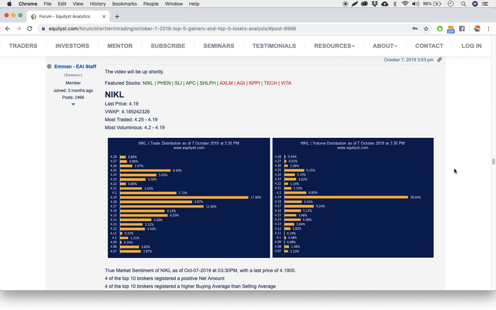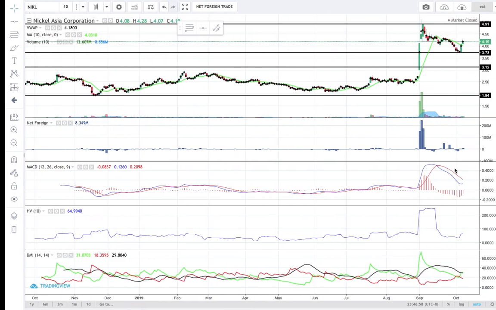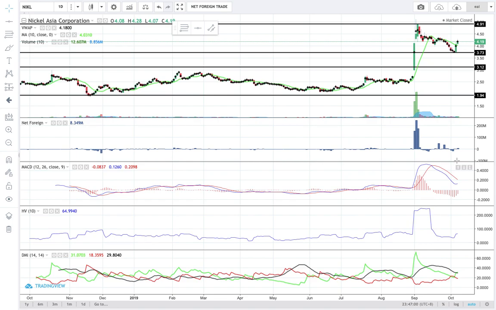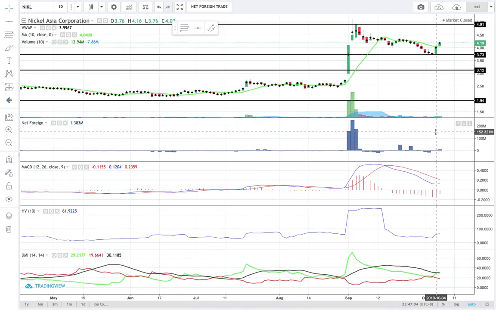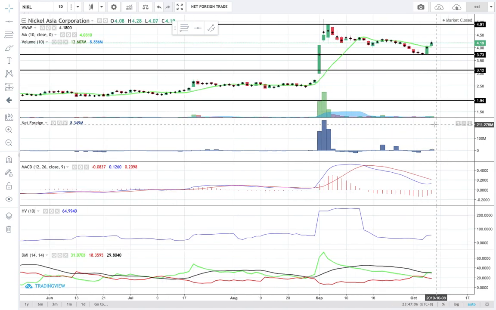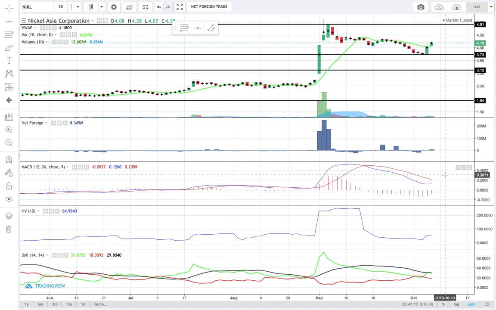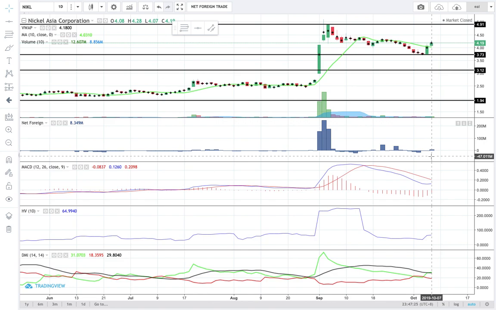Okay, without further ado, let's begin with the first stock in today's video. We got NIKL Asia Corporation. It closed today at 4.19. Even though it's a green candlestick, realize that the MACD is still moving below the signal line. This is an invalid or a bearish 10 SMACD combo. Foreign investors only registered a net foreign buying worth 8.35 million pesos.